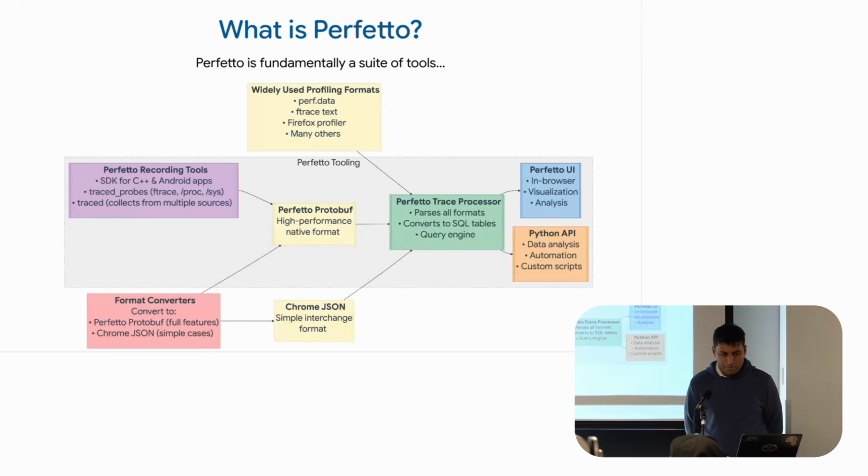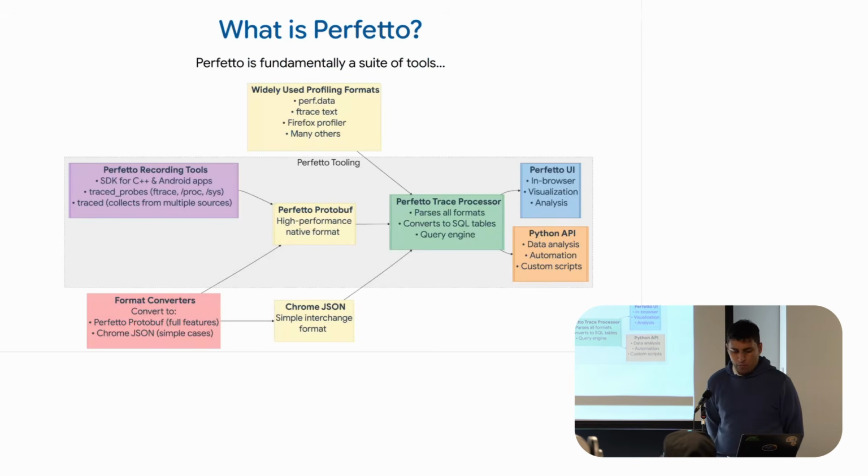For those of you who are unfamiliar, Perfetto is fundamentally a suite of tools. So it's not just one thing, but it's actually the amalgamation of a bunch of different things together. The center part is the core of Perfetto, and then there are other things which feed into it as well. So we have some recording tools: we have an SDK for C++ apps. We have a daemon which can collect data from ftrace, procfs, sysfs, various interfaces on the kernel, and then also a central daemon which can amalgamate data from multiple processes into a single trace file and output it for later analysis.